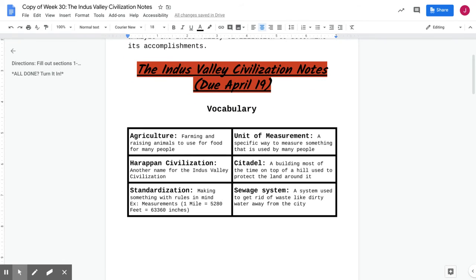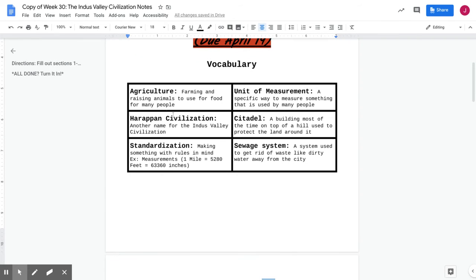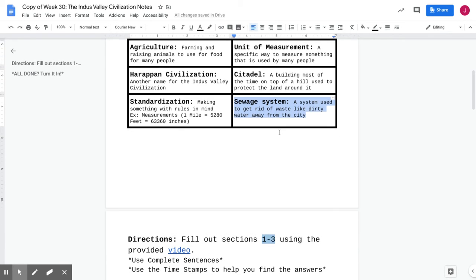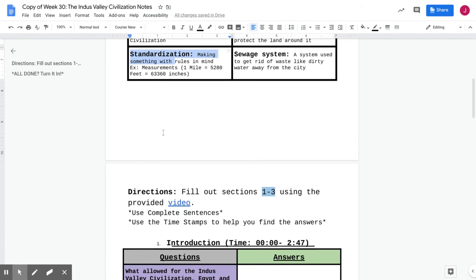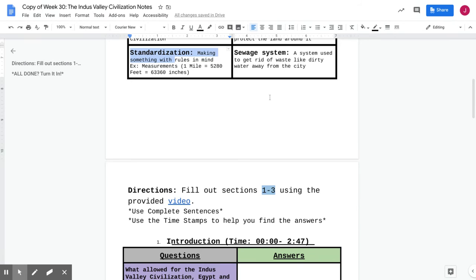I have added some vocabulary for you as you're watching the video so that you can understand what he's talking about. We have agriculture, which is farming and raising animals to use for food for many people. Here we have the sewage system, which is a system used to get rid of waste like dirty water away from the city. Standardization, making something with rules in mind. An example of that is measurements. So 1 mile is always going to equal 5,280 feet, and 1 mile is always going to equal 63,360 inches. And that's something people can use all around the United States.